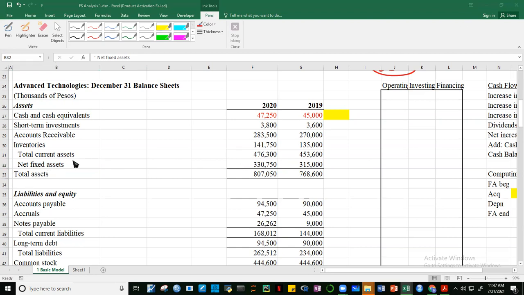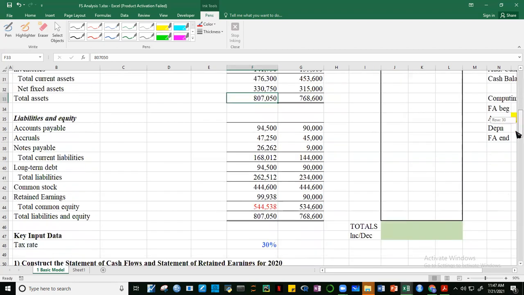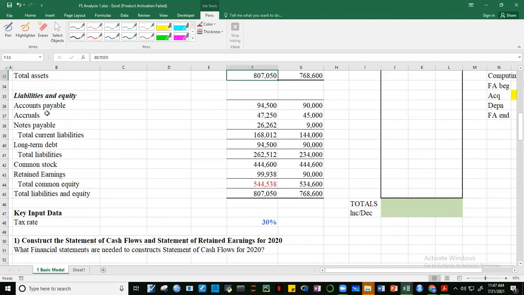All right, so ito na yung dalawang components ng assets natin, total current assets at saka net fixed assets. If we add this, that's your total assets, 807,050. All right, then let's go to the liabilities and equity. Meron tayong current liabilities at saka non-current liabilities. Yung current liabilities natin dito tatlo: accounts payable, accruals, notes payable. At saka non-current liabilities natin is long-term debt.